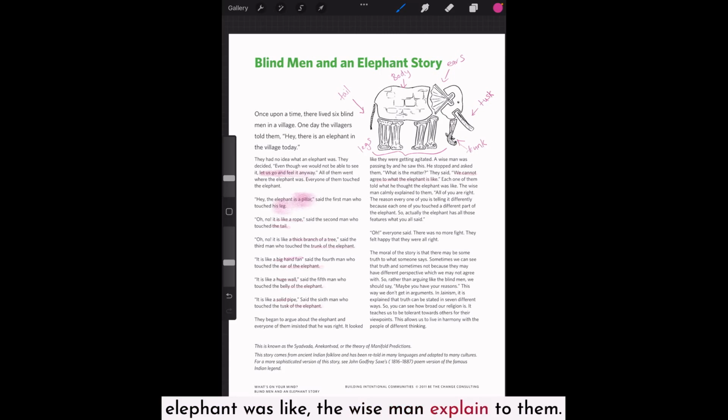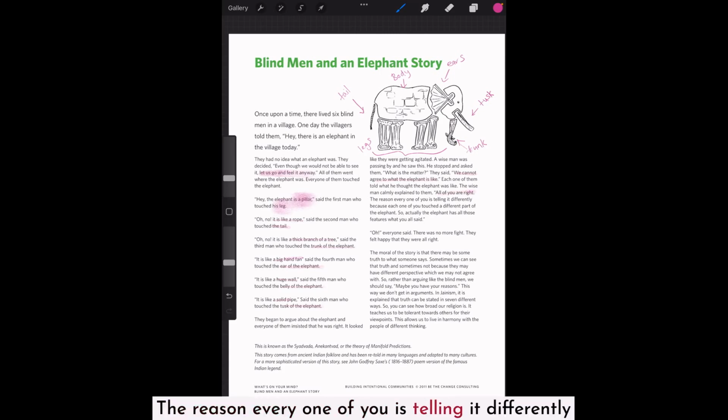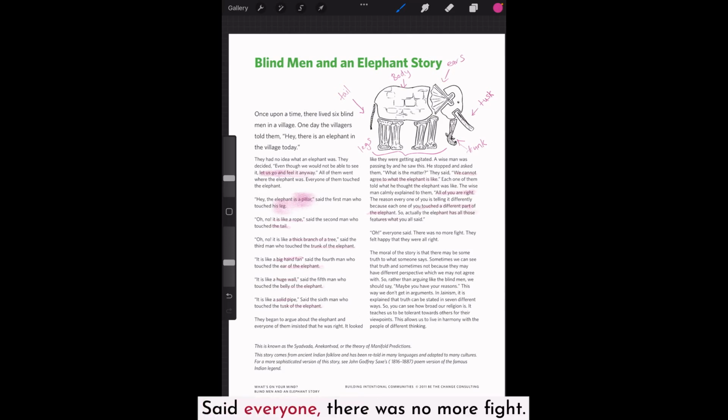The wise man explained to them, "All of you are right. The reason every one of you is telling it differently is because you touched different parts of the elephant. So actually, the elephant has all of those features you all said." "Oh," said everyone. There was no more fight. They felt happy they were right.